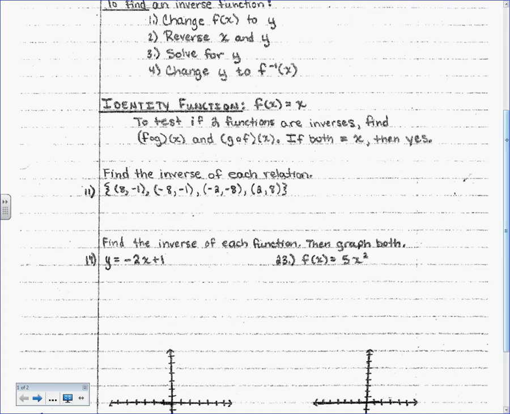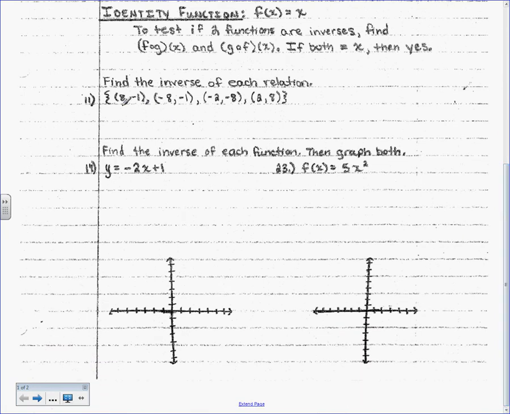Number 11. Find the inverse of each relation. So we're going to invert these ordered pairs. So if that's 8, -1, what am I going to write? -1, 8. Very good. What's the next one? -1, -8. Next one.